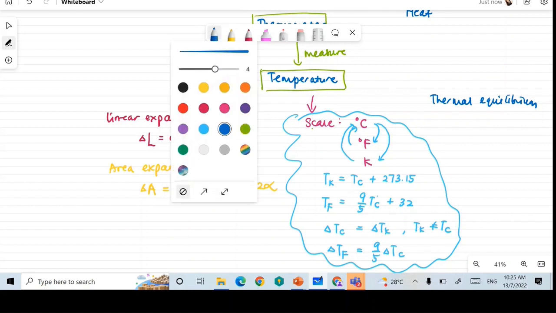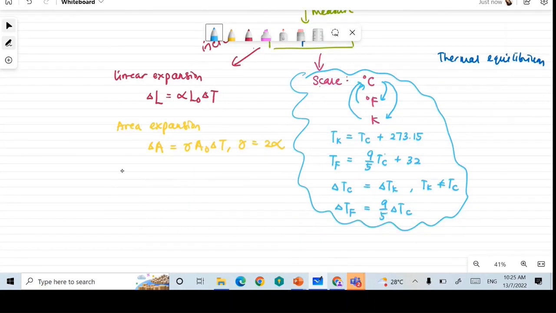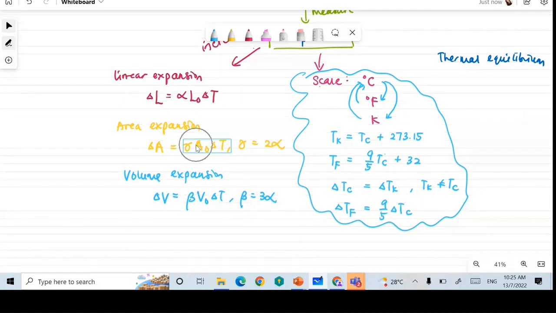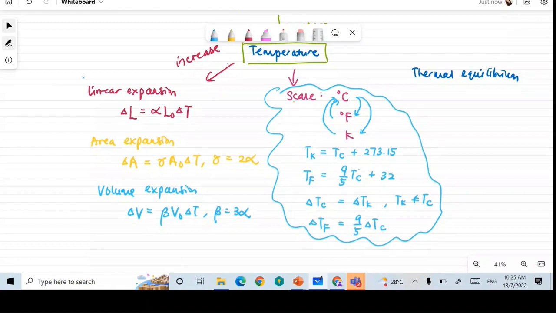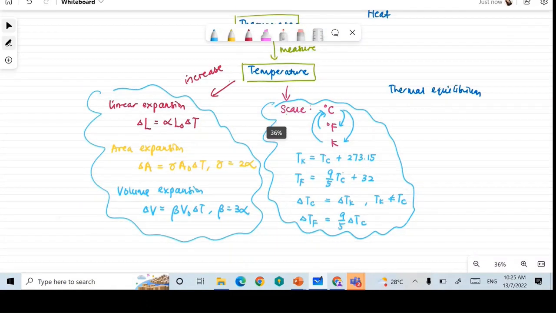We also have the 3-dimensional volume expansion, where delta V is equal to beta V naught delta T, where beta is equal to 3 alpha. This alpha, gamma, and beta are the coefficients of linear expansion, area expansion, and volume expansion respectively. All right, so this is the expansion due to the increment of temperature.